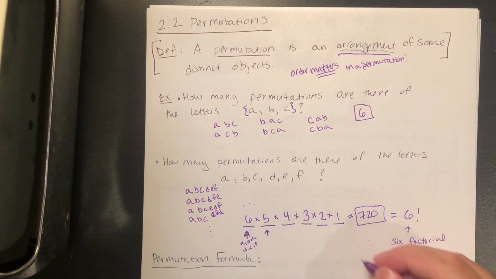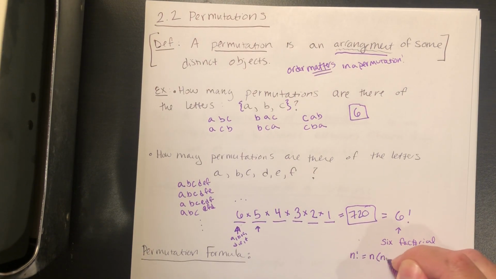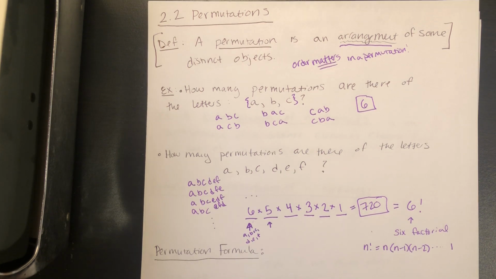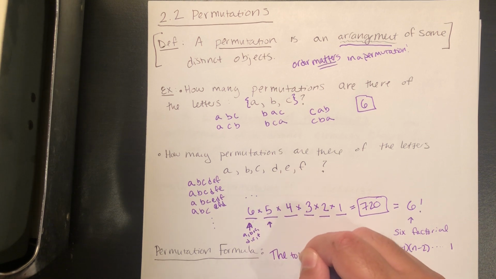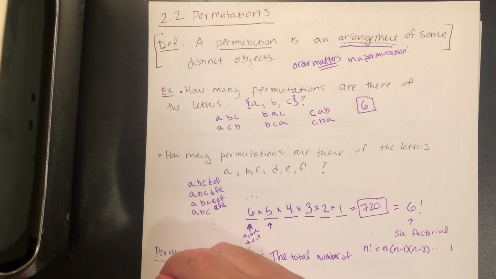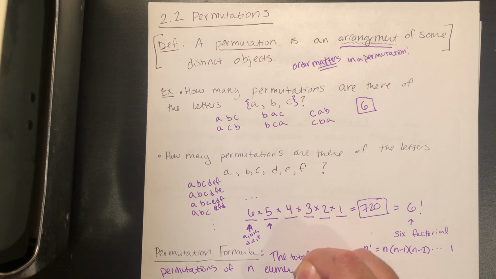In general, n factorial is going to be equal to the natural number n times n minus 1 times n minus 2, all the way down until you get to 1, however far down the line 1 is. And so using this same general idea here, the total number of permutations of n elements is given by the formula n factorial.